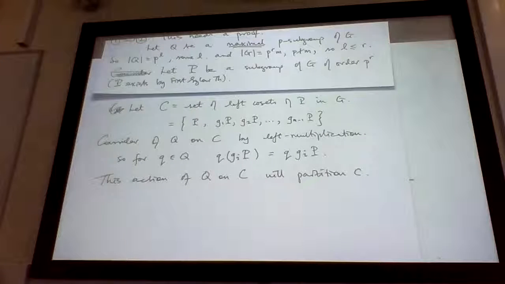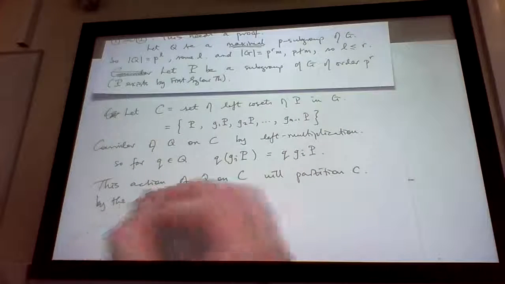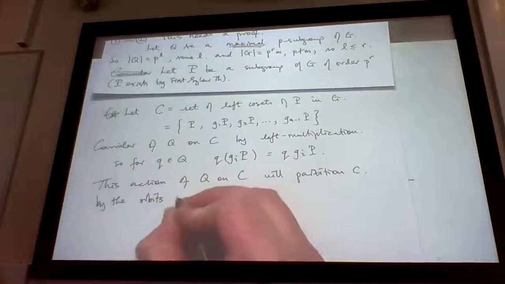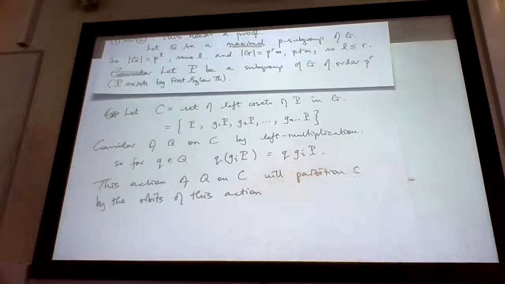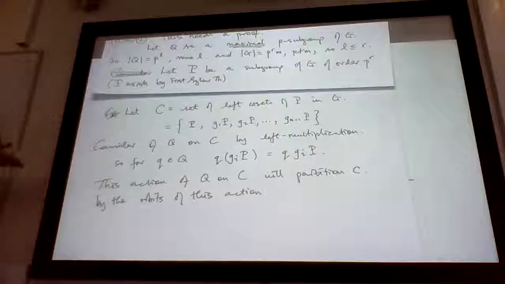How big is a typical cell in this partition? The last one is n minus 1, since I'm starting indexing at 0. So what's the partition? It's the partition of the set you're acting on by the orbits. Now, what's the size of your average typical orbit?